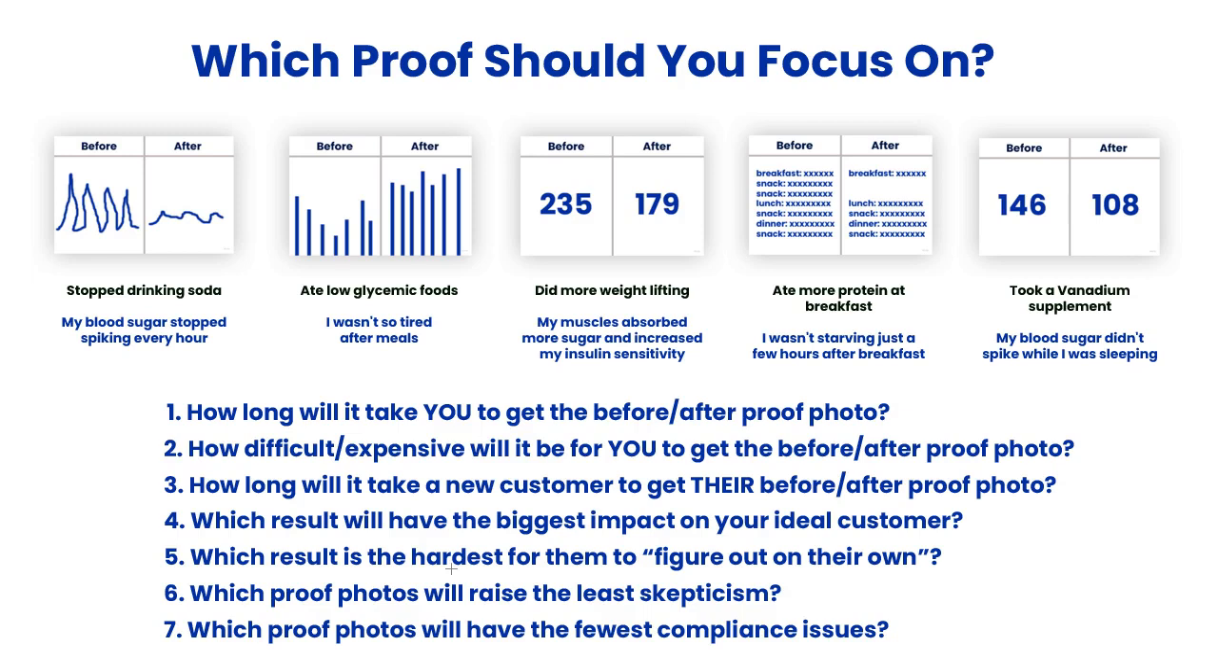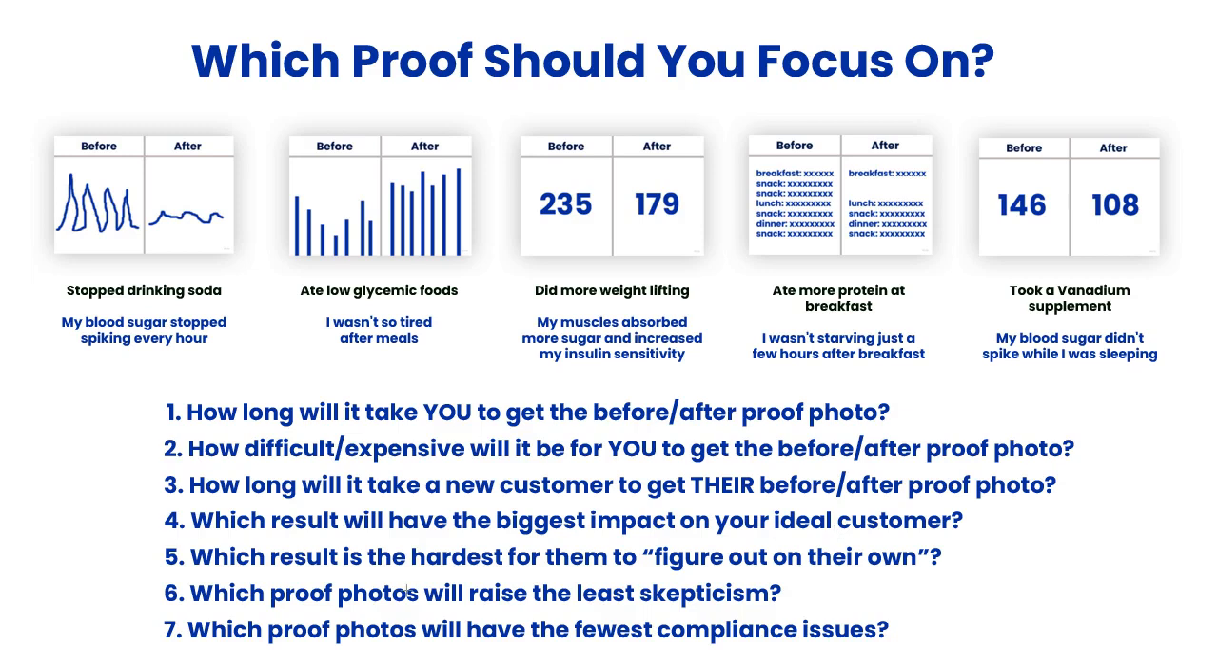Okay. Number 4, which result will have the biggest impact on your ideal customer? I'm not going to go through these for that, because you're probably not selling supplements for diabetics, but you can answer this question about your proof items. Which result would have the biggest impact on your ideal customer? The key being your ideal customer. Who are you going to serve? And then think about which one of these would have the biggest impact on their life.